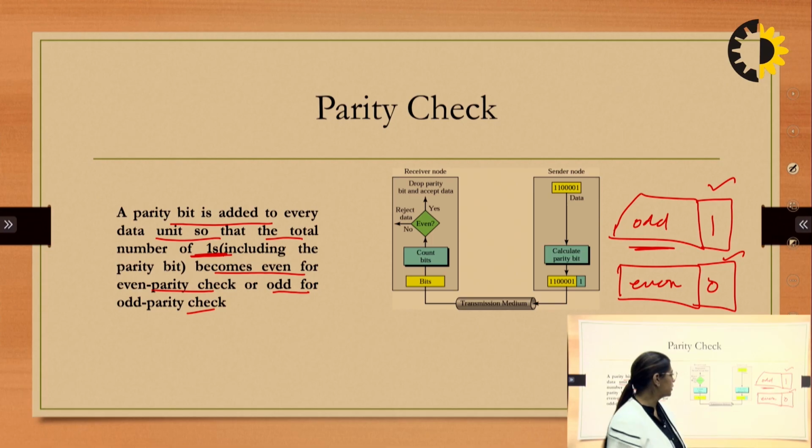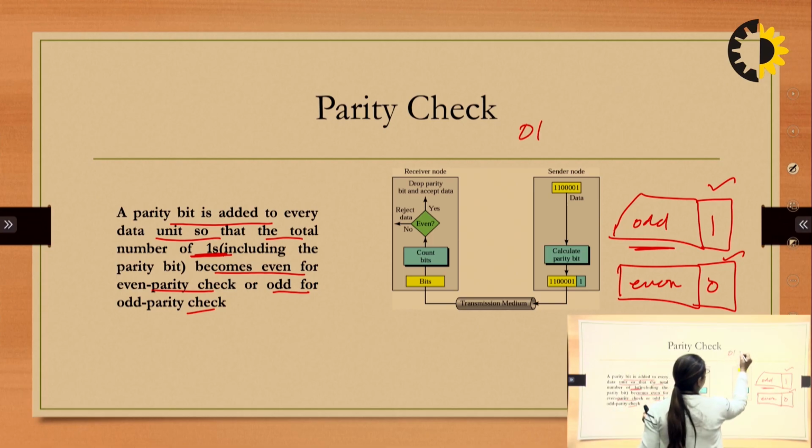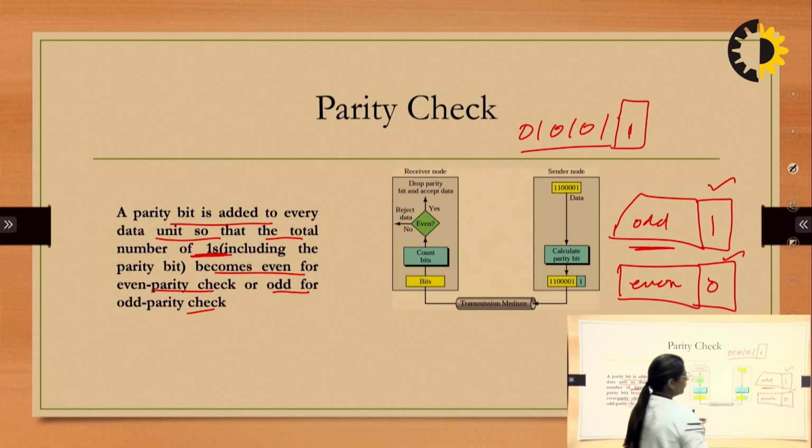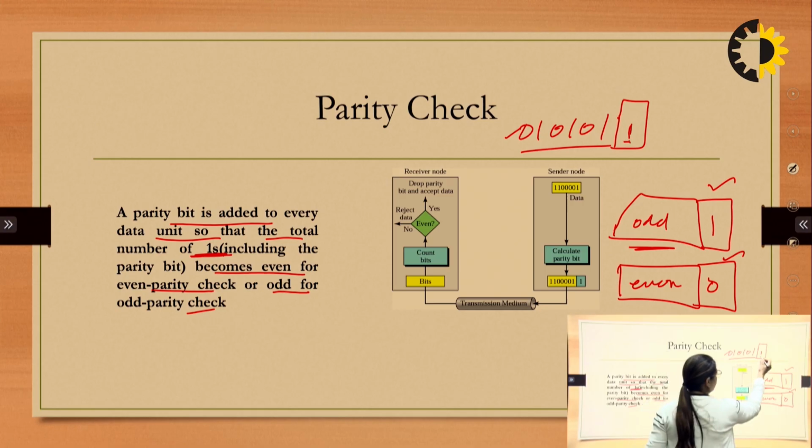Now suppose this is the data which is to be sent. Now suppose we are sending these, how many ones are there? There are 3 ones, that means odd ones. So we will add an extra bit of 1 here. So when this data is sent to the receiver, the receiver will know that the number of ones in this is odd, because here it is 1.